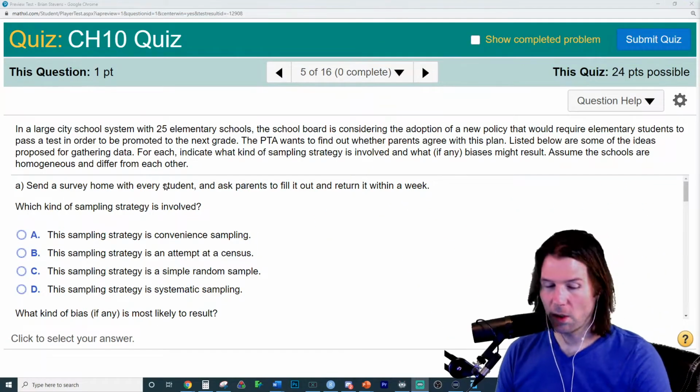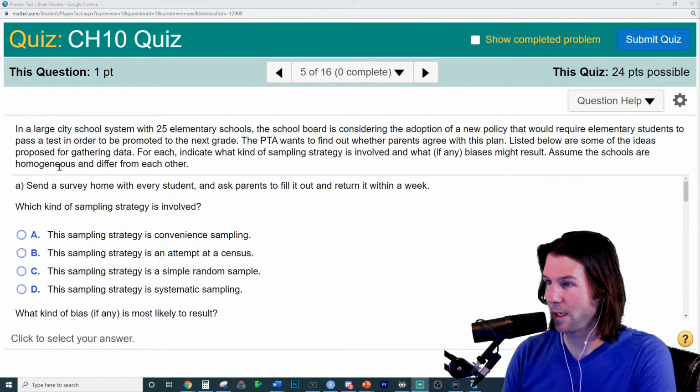Okay, so here we go. We're talking about a PTA, and we want to figure out what kind of sampling method they're using, and we're also going to figure out if there's any sort of bias.